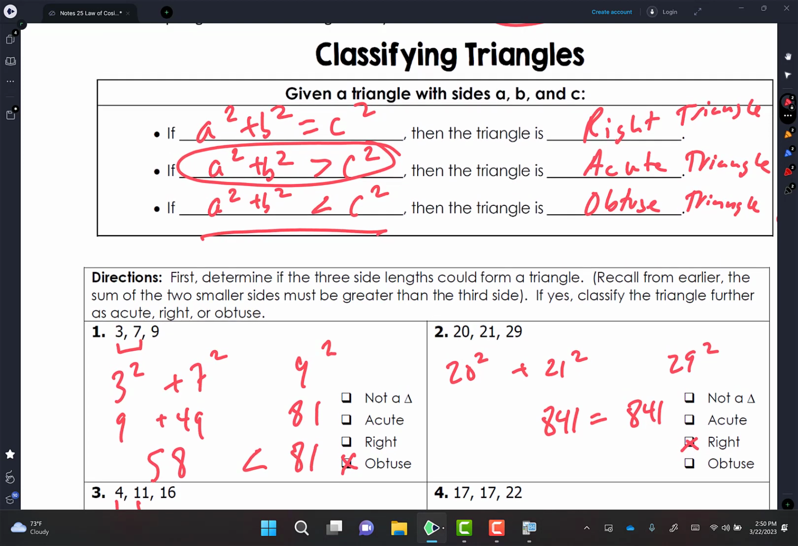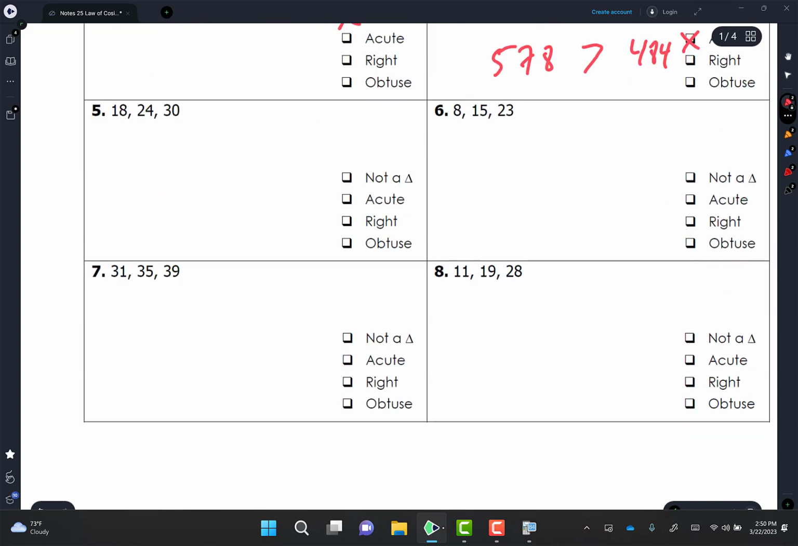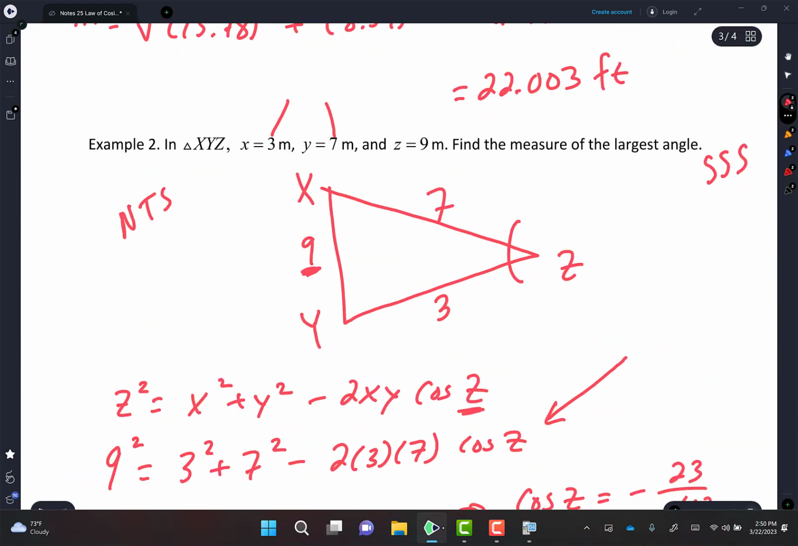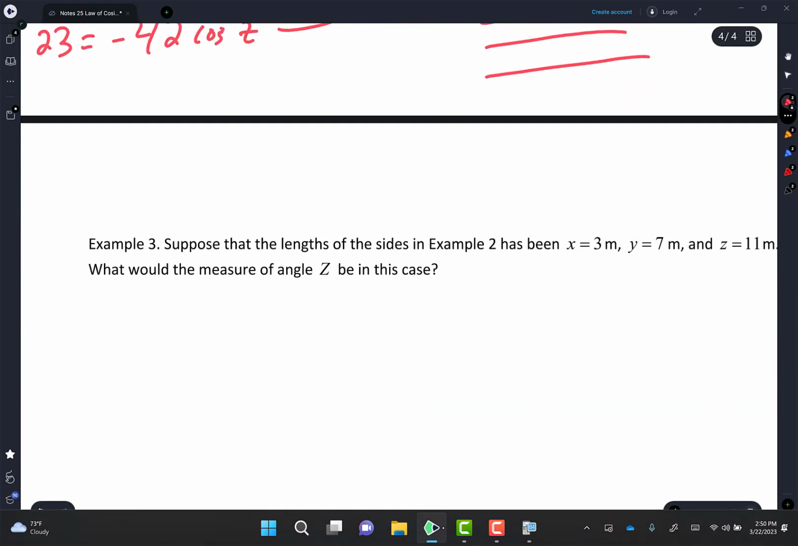Wait a minute. That doesn't make any sense. I just said 58. Why did I say 58 is greater than 81? 81 is greater than 58, so it's an obtuse. Guys, you guys got to stop me when I say wrong things. I say wrong things all the time, especially when I'm tired. Okay.